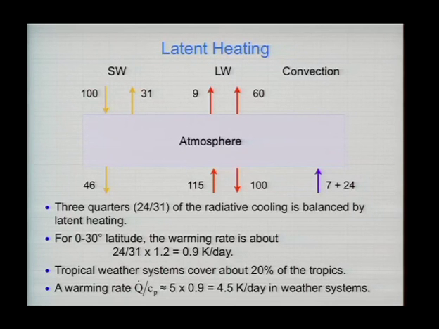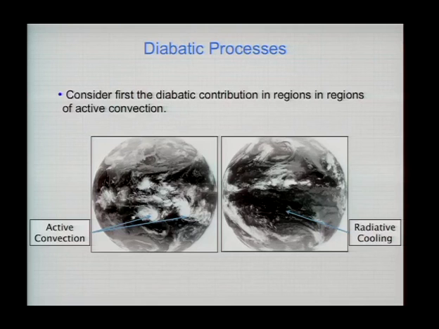That's about 3/4. And so over in the tropical region, the warming rate has to be about 3/4 of 1.2 degrees per day, which turns out to be 0.9 degrees per day, by coincidence. So if we reach active convection, we expect a... Now here, tropical weather systems cover about 20% of the tropics. That's a statement. I'm saying that these active convective regions cover about 20% and these subsidence regions cover about 80%.